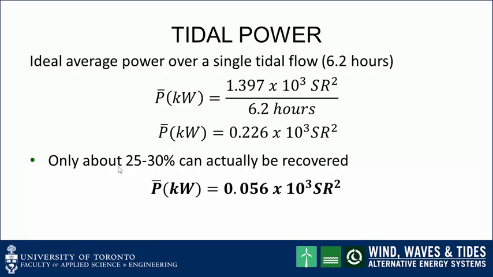Now in practice, only something in the order of 25 to 30% of that can actually be achieved, and so a reasonable formula for the average power is 0.056 times 10 to the third S sub r squared. So this takes the more conservative value, 0.25 of the total available.